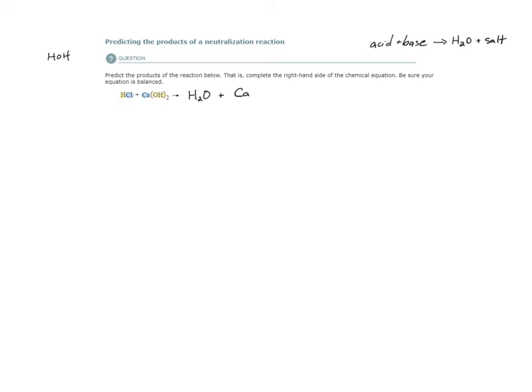Now the charge on calcium is 2+. I know that because I need 2 hydroxides for every 1 calcium here in the chemical formula. Also, calcium is an element in the group 2A, so it will form an ion with a charge of 2+. That means I need 2 chlorides for every 1 calcium ion because this as a compound is neutral. Okay, so what are the 2 products that I can predict from this neutralization reaction of hydrochloric acid and calcium hydroxide? Water and calcium chloride.